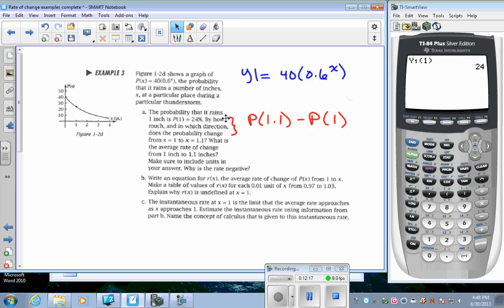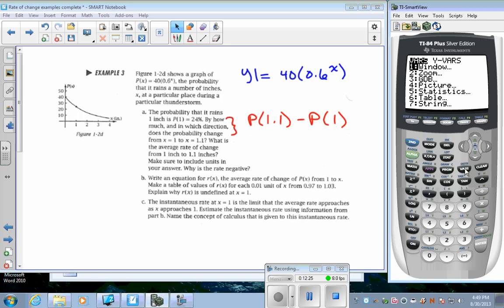I've already stored p into y1, so I'm going to do the exact same thing I did before. If you know what you're doing, go right ahead. Vars, I'm going to go to y vars. I'm going to choose function. I want y1, so I press enter again, parenthesis, 1.1, and I'm going to subtract. At this point, I could call up y1 of 1 again, but I've already figured out what it is. It's 24, so I'm just going to type in 24 and hit enter. You may do it either way.